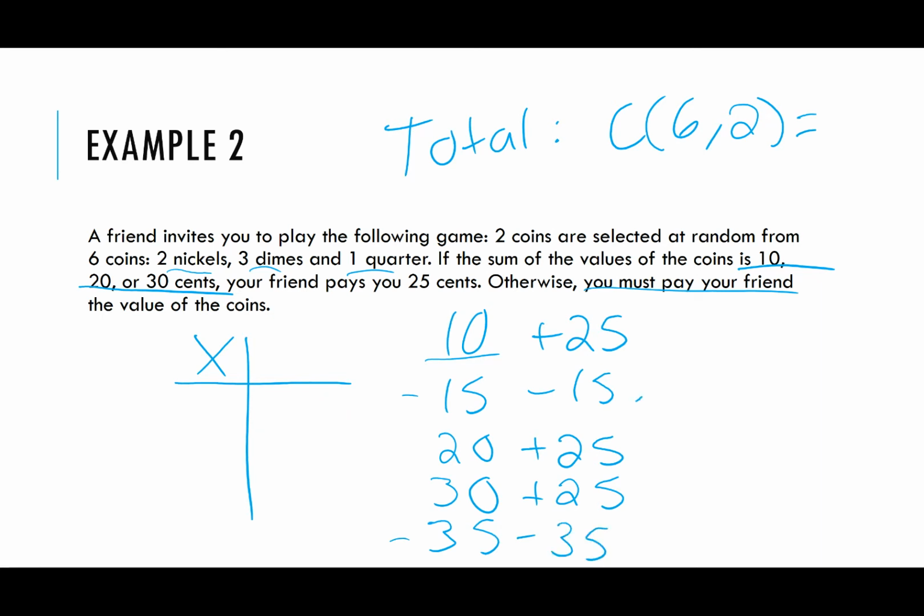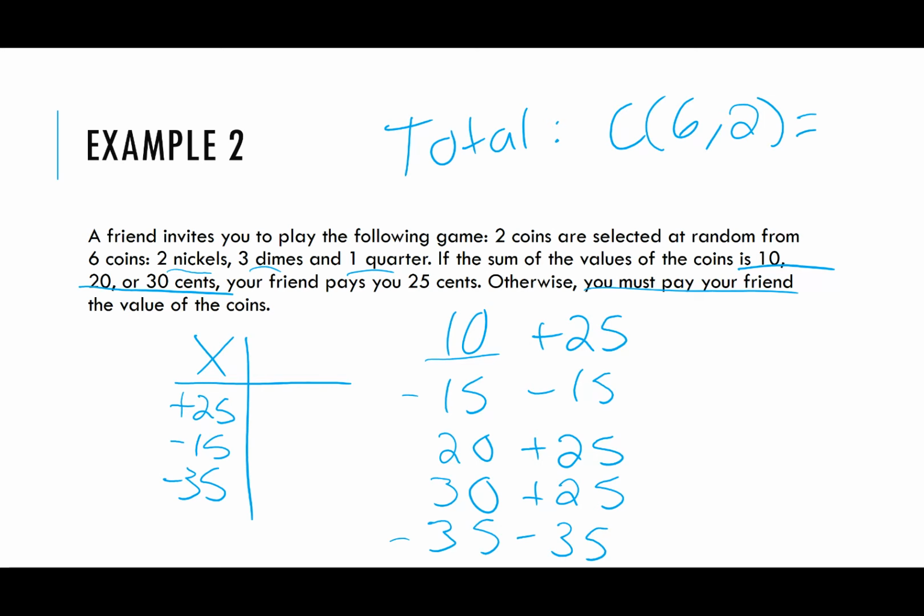So of course, remember, this happens if I pick a nickel and a dime, and this one happens if I pick a dime and a quarter. So if I pick either of those, then I have to give my friend that amount of money. But otherwise, if I pick 2 nickels, I win 25 cents. If I pick 2 dimes, I win 25 cents. If I pick a quarter and a nickel, I win 25 cents. So these are the different ways we can make money. We're either going to win 25 cents, or we're going to have to lose 15 cents, or we're going to lose 35 cents. These are my X values, because those are the different amounts of money I could make or lose.